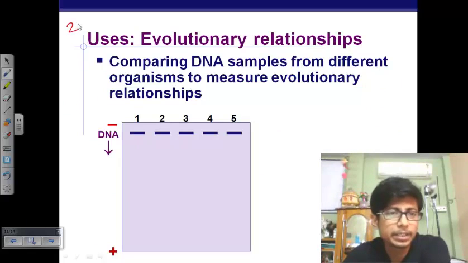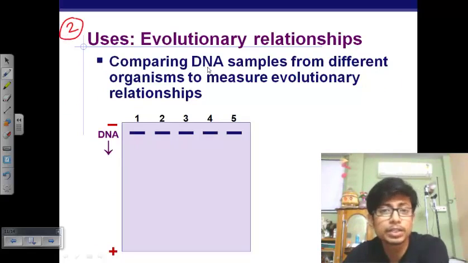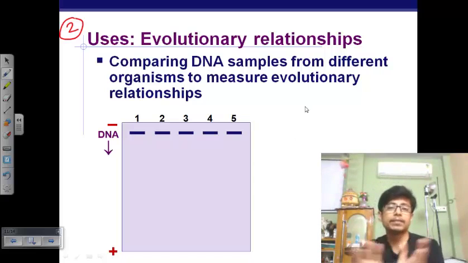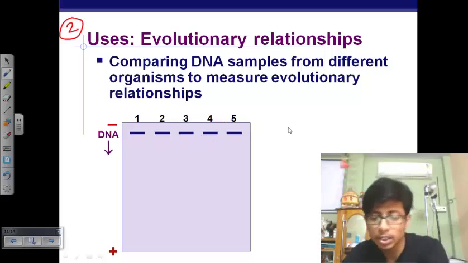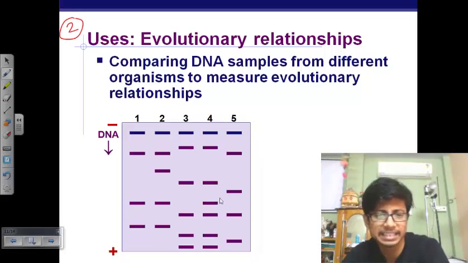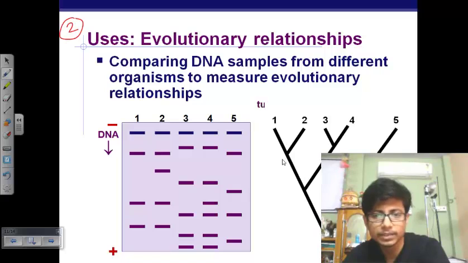Now the second thing we can use electrophoresis for is evolutionary relationship analysis. We can compare DNA samples coming from different organisms, let's say mammals and amphibians and all those different individuals, and finally we can track down and make a phylogenetic tree based on this analysis. So let's say we load them, and what we get is something like this kind of result. By looking at it, what we can tell is this: the first one is the turtle, second one is a snake, third one is a rat, fourth one is a squirrel, fifth one is a fruit fly.